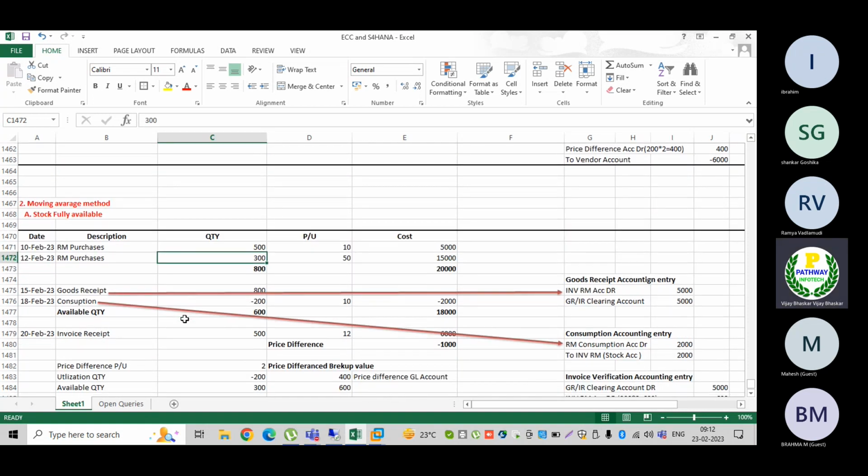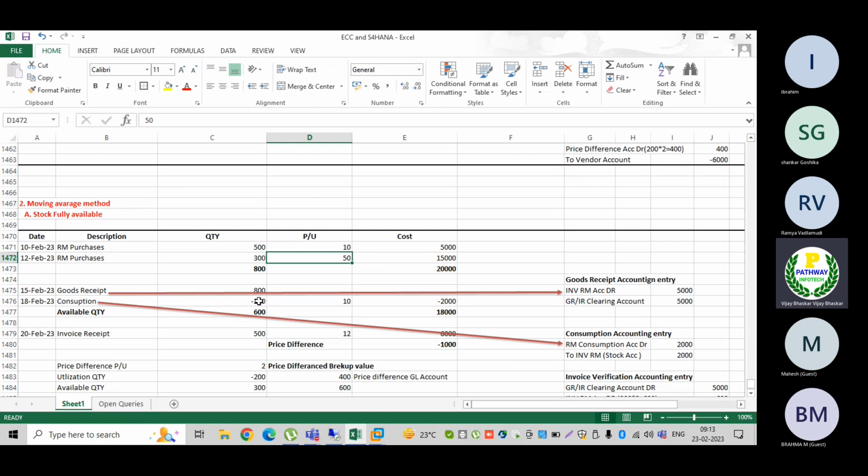Now here we'll talk about the same example only. Here what we have done: we have ordered the purchase, the quantity is 100. The quantity for the first purchase order is 500, the second purchase order is 300. This will be the same. Then the inventory raw material account debit to GRIR clearing account when we received the invoice from the vendor. Then the consumption.